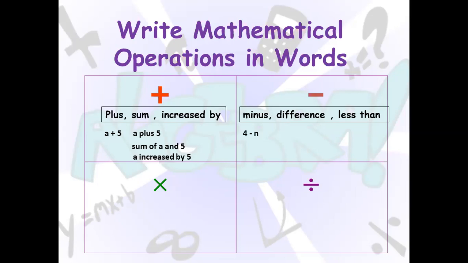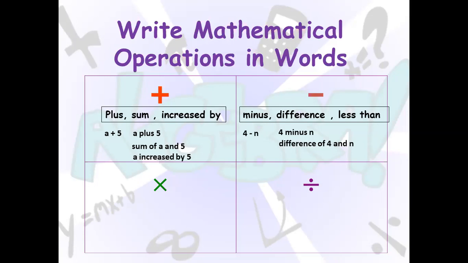Okay, so let's see how we can write this expression using these words. The first one is easy, just how we have always been saying, 4 minus n. Then the other word you can use is the word difference. So we can say difference of 4 and n. You cannot say 4 difference n. You have to say difference of 4 and n.